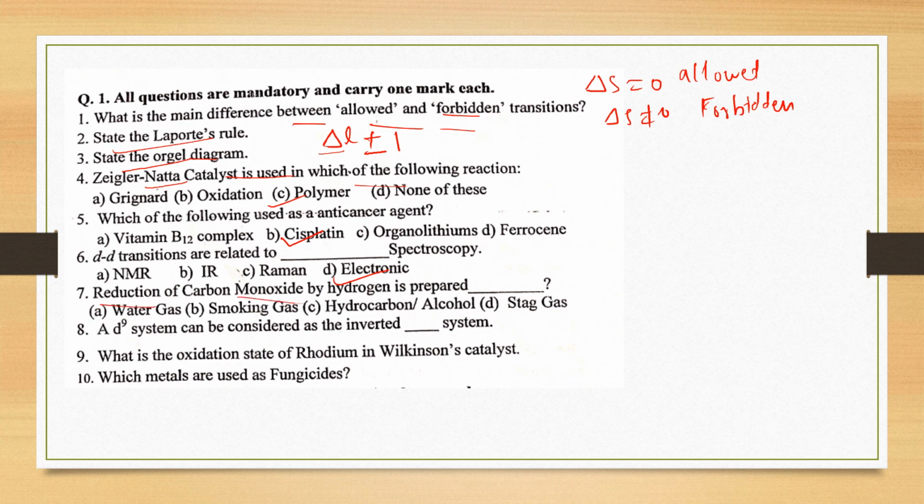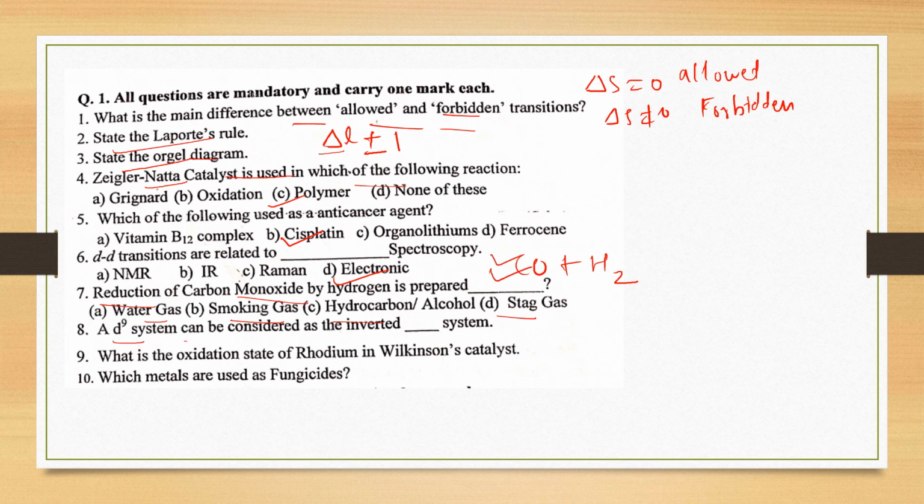Reduction of carbon monoxide by hydrogen is prepared by water gas. Reduction of carbon monoxide, CO plus H2, is prepared by water gas, also called synthesis gas, used for hydrocarbons, alcohol or steam gas. This is known as water gas.